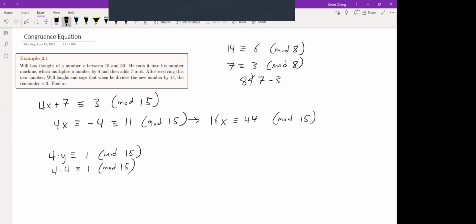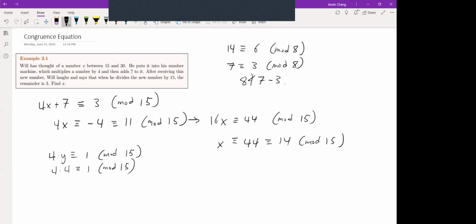And the 16 reduces to 1 mod 15. So instead of writing 16, we can just write x because it's just 1 times x. It's congruent to 44, which is congruent to the remainder when divided by 15, which is just 14 mod 15. And so we know the remainder of x now when divided by 15, it's just 14.